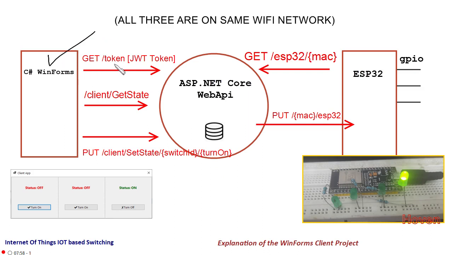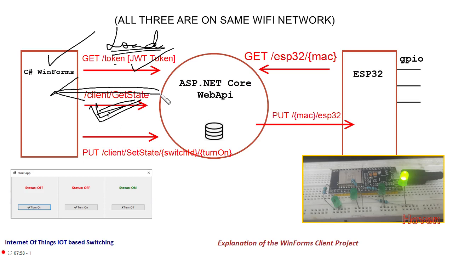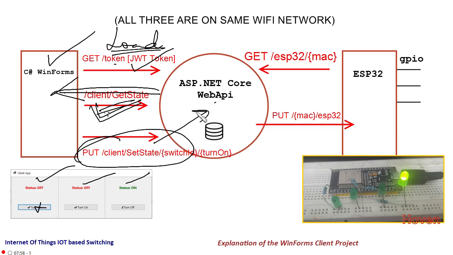This application will send a request for a JWT token to the ASP.NET Core application. This will take place on the loading of the form. Once the JWT token is available, immediately a get state request will also go to the ASP.NET Core server, and it will bring back a number which tells the current state of the LEDs, and on the basis of that this form will be settled. And when any button is clicked, this request will go to the ASP.NET Core server.